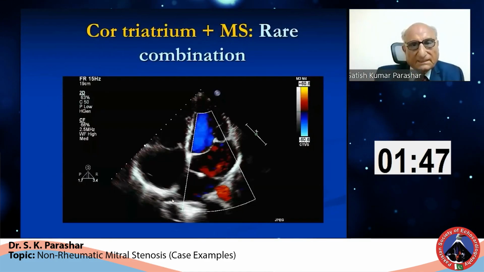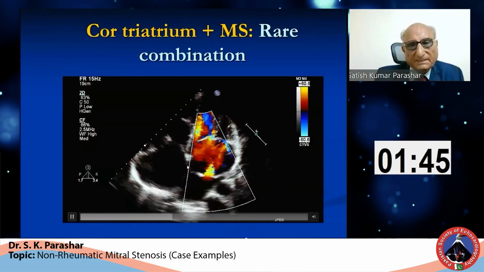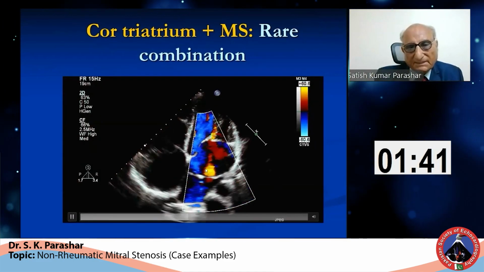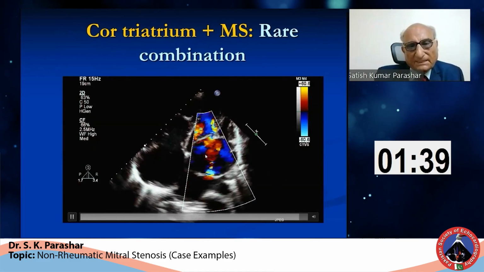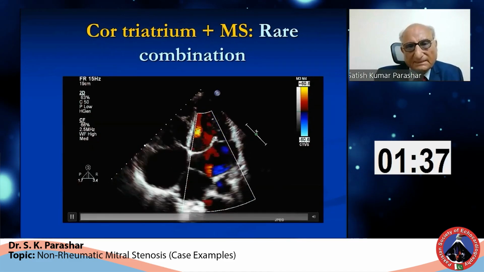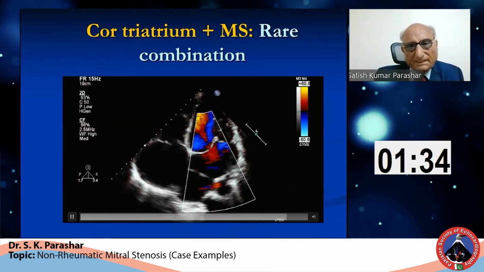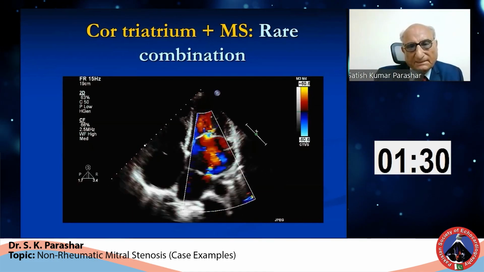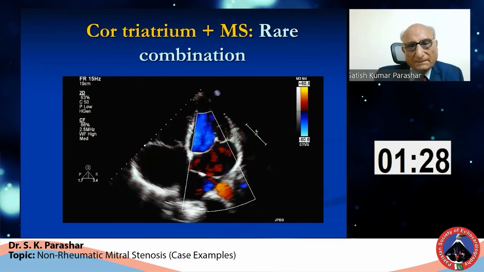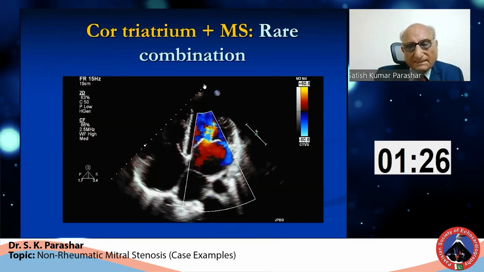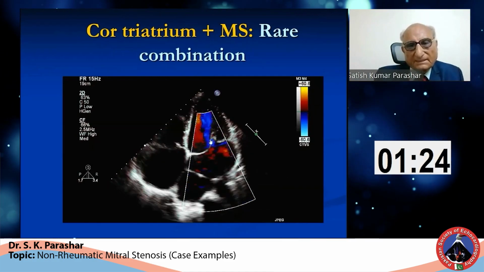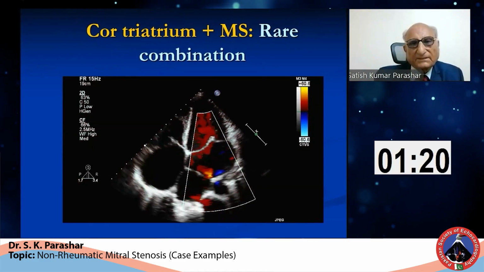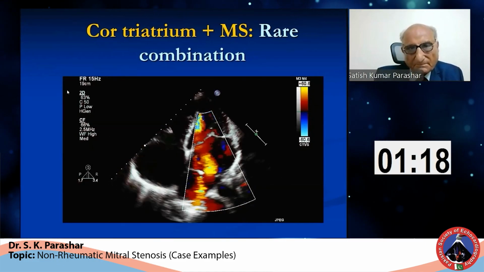But when we did the echo, we found something besides mitral stenosis: there was a cor triatriatum. You must have seen this case in the morning. This combination is usually very uncommon, the presence of both cor triatriatum and mitral stenosis in the same patient, and this patient underwent surgical therapy.